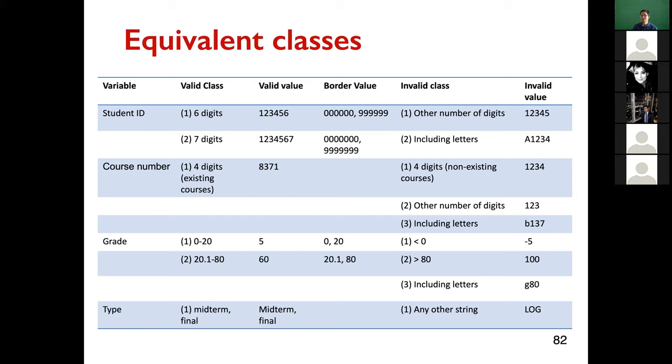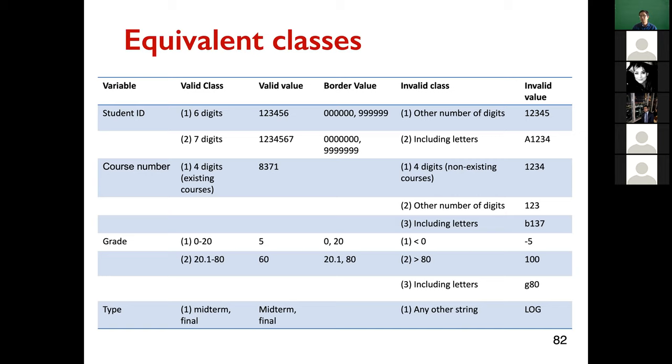And we need to also consider border values. For each partition, we consider border values. For the 6 digit partition, border values are 0, 0, 0, 0, 0, 0, six zeros. And another is six nines, right? And for 7 digits, it's similar: seven zeros or seven nines.